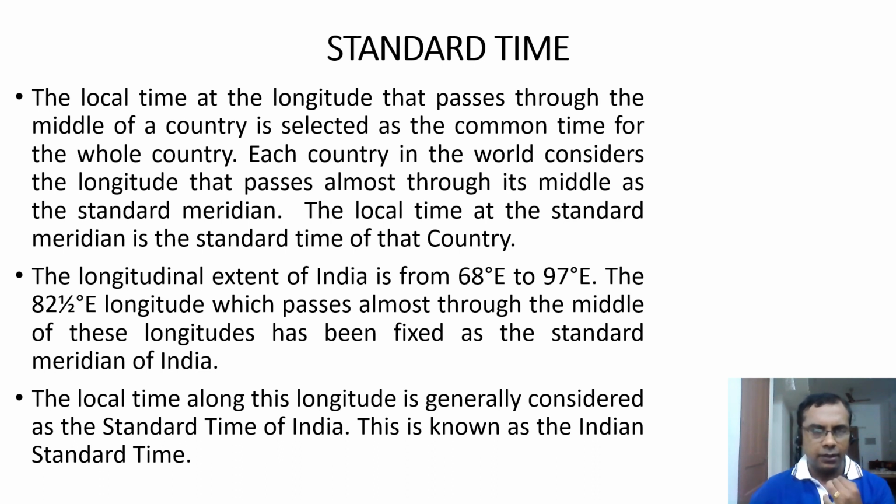The longitudinal extent of India is from 68 degrees east to 97 degrees east. The 82.5 degree east longitude, which passes almost through the middle of these longitudes, has been fixed as the standard meridian of India. The local time along this longitude is generally considered as the standard time of India. This is also known as Indian Standard Time or IST.